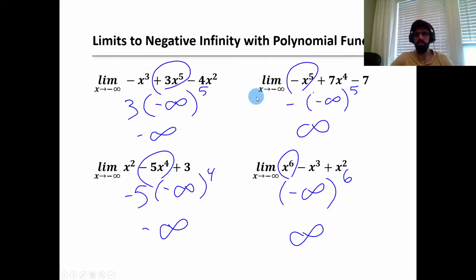Second one, limit as x approaches negative infinity. Our biggest term here is x to the power of 5. That's also got a coefficient of negative, or -1. So it's 5 negative infinities being multiplied together times a -1. That's 6 negatives being multiplied. So it's going to go to positive infinity.